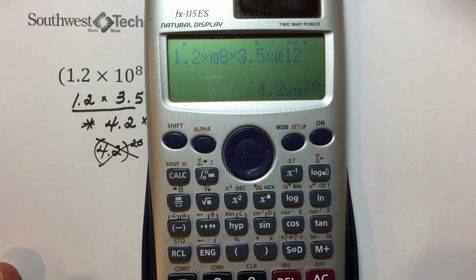So 4.2 times 10 to the 20th power is the result of this multiplication.